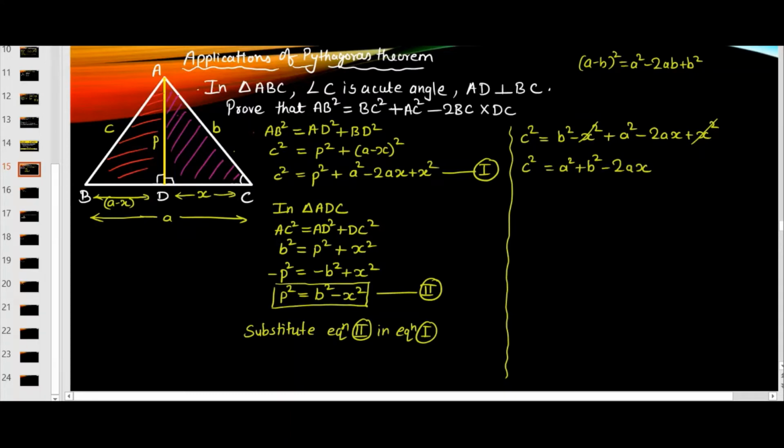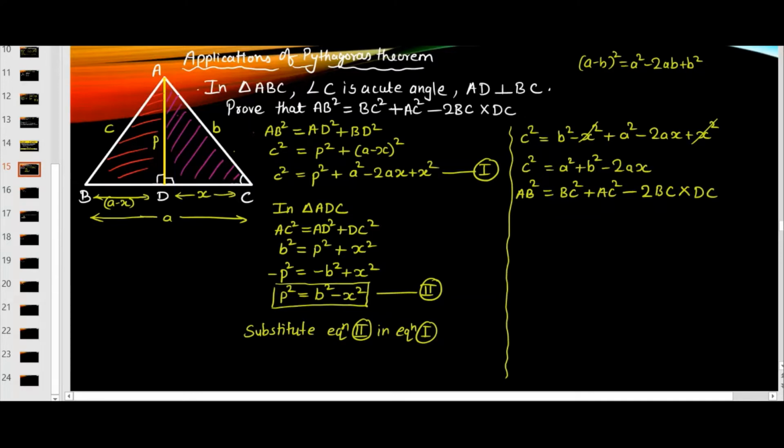Okay, let us substitute what is c. C is actually AB, so we'll write here AB square. A is BC, we will write BC square, plus b is actually AC, so AC square, minus 2 times a is again BC, multiplied by x, which is BC.